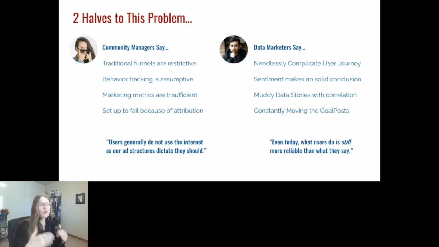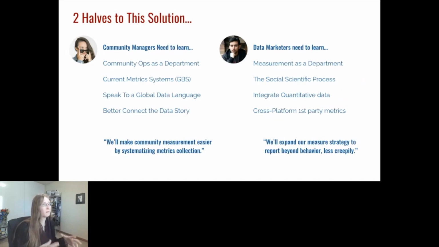Even today, what users do in our funnels is still more reliable and more expedient to selling a product than what they say. User opinion in our communities is always viewed as less important than the behaviors. So there are going to be two sides to the solution to solving this problem. Community managers need to spend more time systematizing their community metrics so that they work in concert with the current system. And data marketers need to expand that system. We need to create better strategies to measure behavior less creepily.